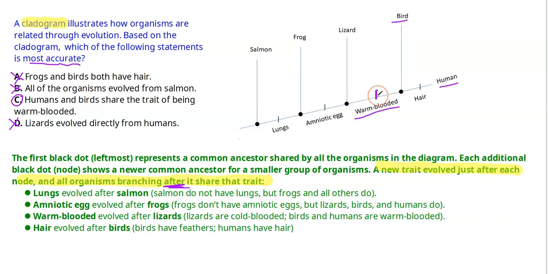And just to be clear, everything before this trait would not be warm-blooded, because it might ask the question a little bit differently on a GED science test. So everything before this trait, or to the left of this trait, the lizard, the frog, and the salmon, would not be warm-blooded.